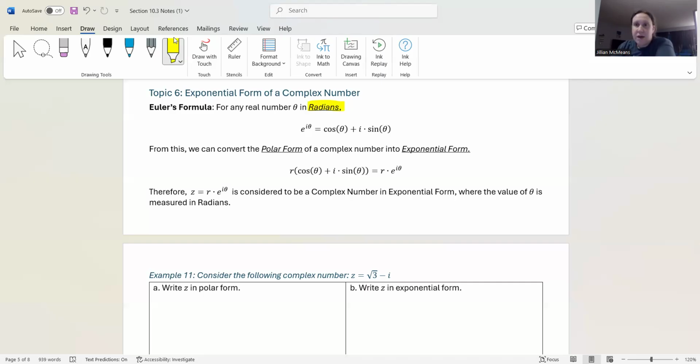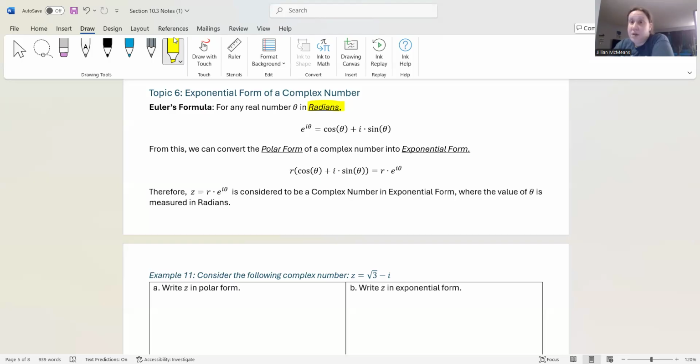Now remember, e is one of those irrational numbers, kind of like pi. It is 2.7182 and so on. It's just an irrational number, and we're not even really going to have to deal with it. We're just going to plug numbers in and simplify our formula. So e to the i times theta equals cosine theta plus i times sine theta.